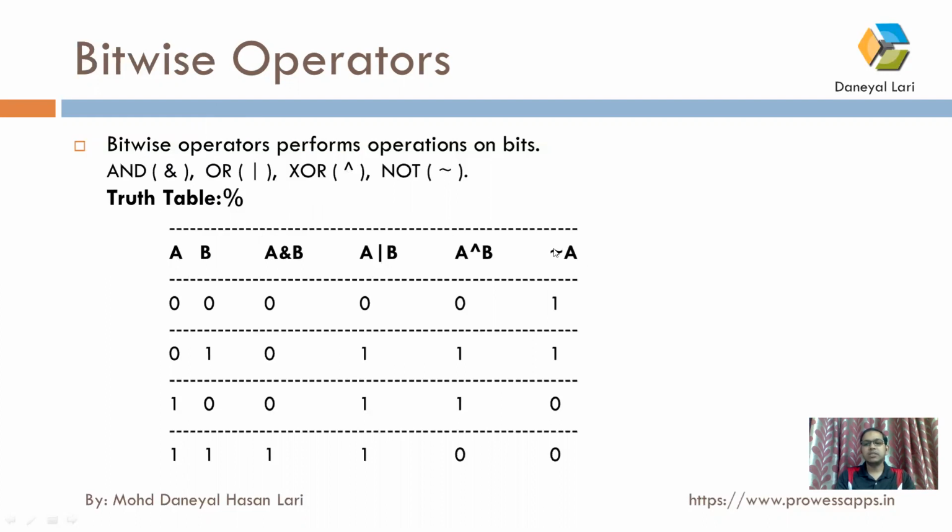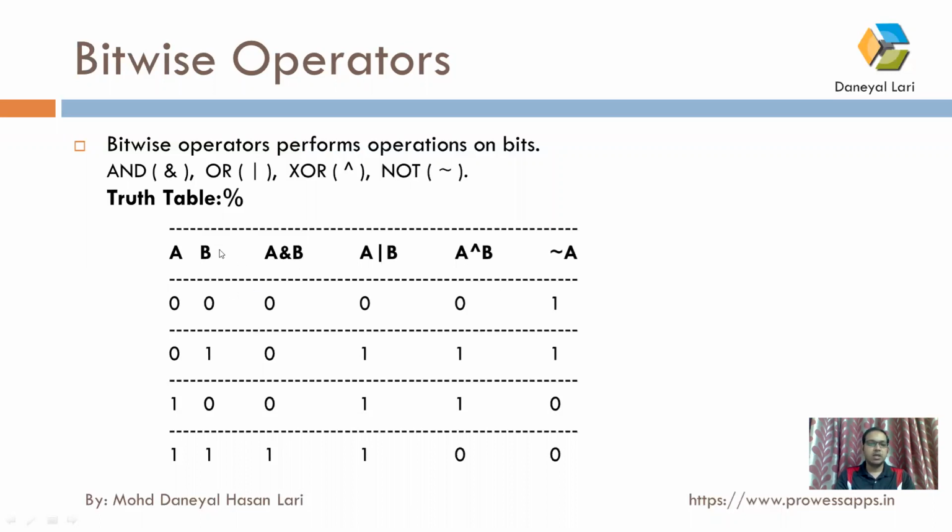And then we'll see the NOT, that is tilde. This is a unary operator, so this will operate on a single operand. We have already seen in the previous tutorial that there are two types of operators. One is called unary operator, and the second one is called the binary operator. So this NOT symbol is the unary operator.